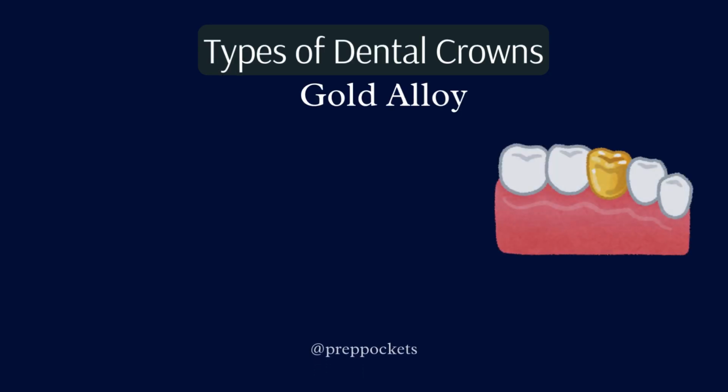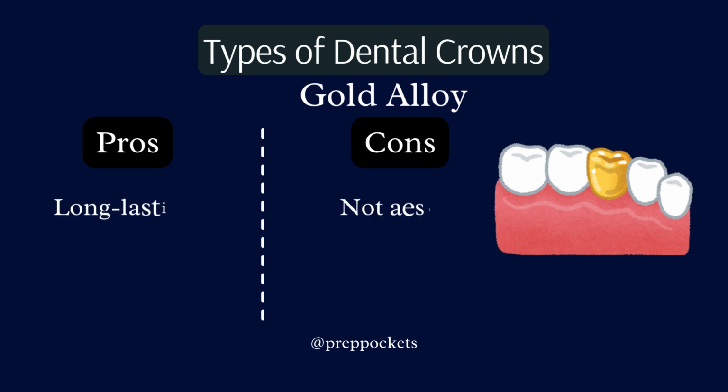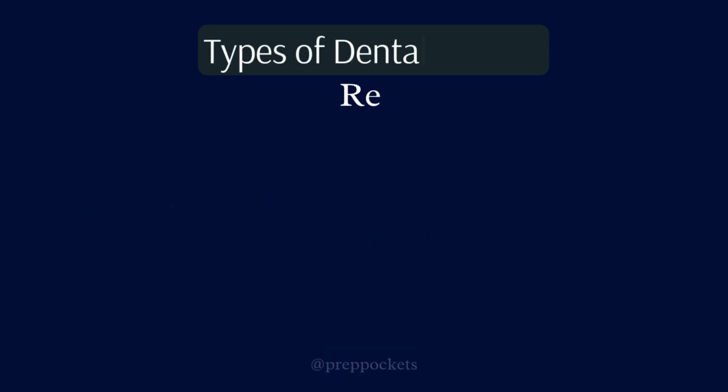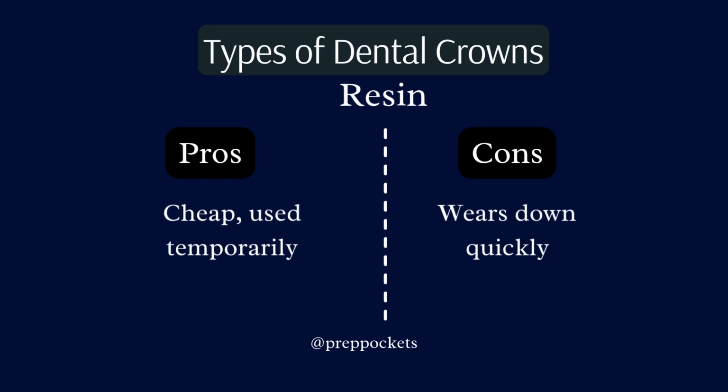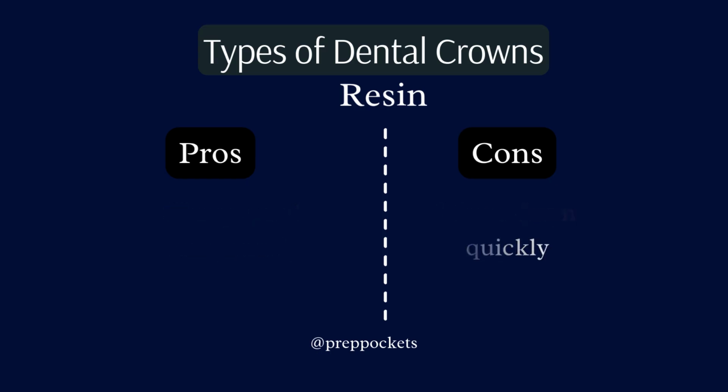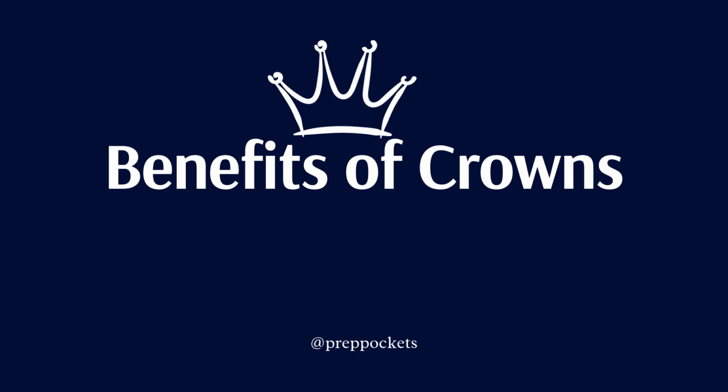The next type is a gold crown. These were once widely used, but not now, due to cost and aesthetics. The last is a resin crown, which works best as a temporary crown. It wears down easily. Now, what are the benefits of a dental crown?